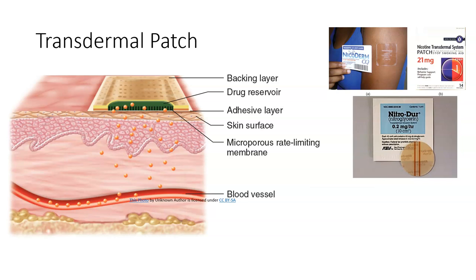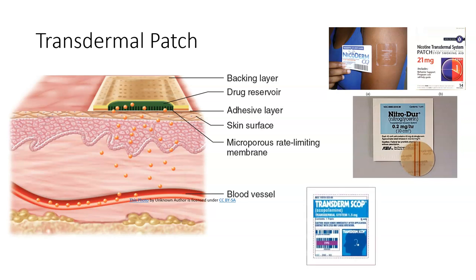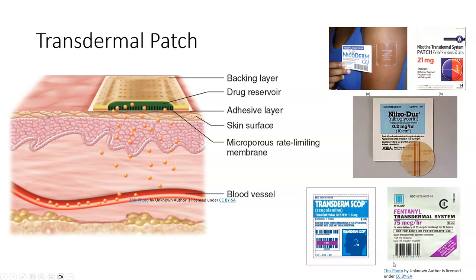Other types of patches that you may be familiar with: Transderm Scop. This is scopolamine. If you've ever been on a cruise, you might have used this patch. It's actually a really small disc you place right behind the ear. This is an anticholinergic drug. It's similar to an antihistamine, and it helps with motion sickness. And then we also have pain relief, so fentanyl transdermal system.